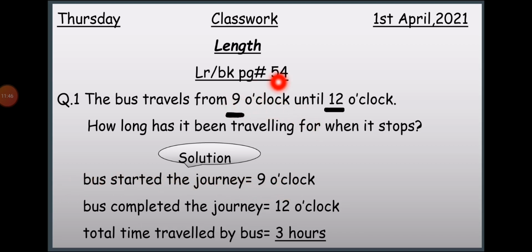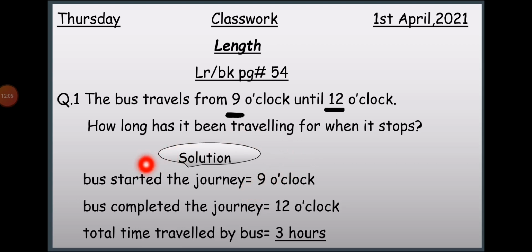Now, we have 9 o'clock and 12 o'clock, and we have to find out the total time traveled by the bus. So we will get the third statement from the last line of the question, how long has it been traveled for when it stops? So, total time traveled by bus. This is our third statement, and we have to find it out.